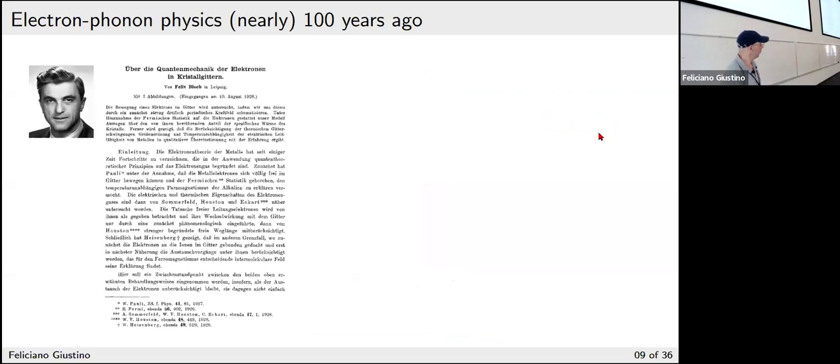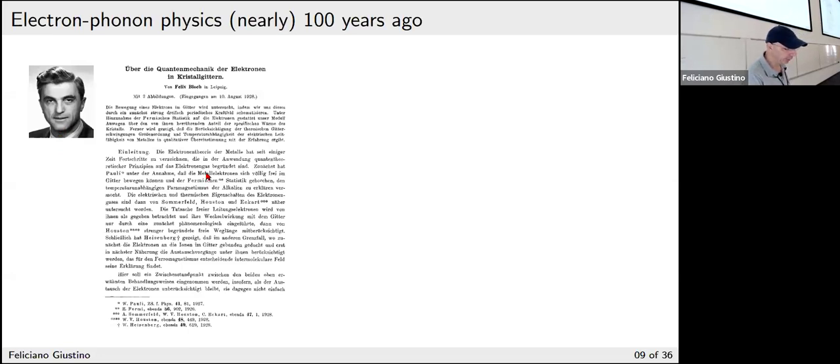Okay, so now I just want to give you a historical perspective on some of these topics. So this is a paper from 1929, actually. This is the submission date, 28, but the paper was published in 1929. So this gentleman here is Felix Bloch. I'm sure everybody in this room has heard of this name.